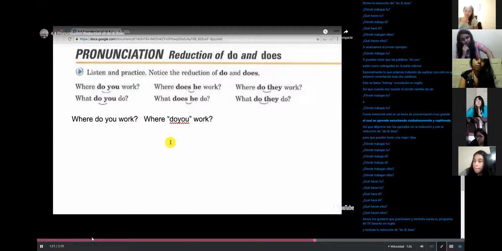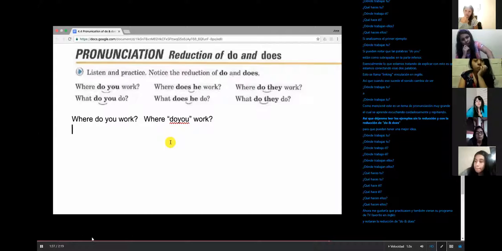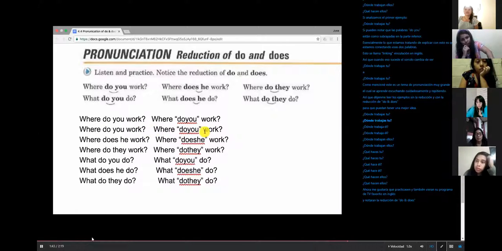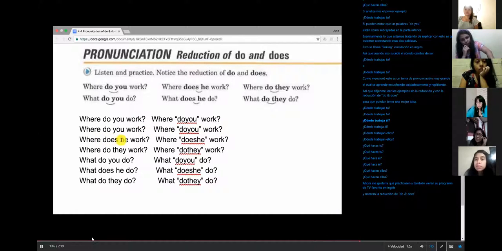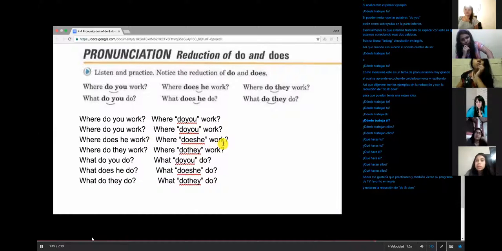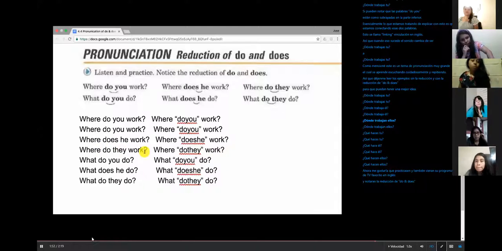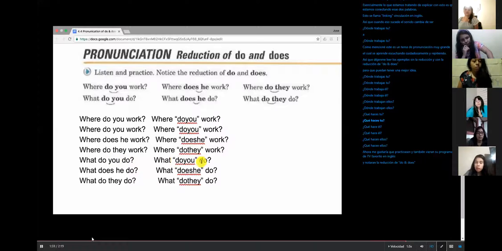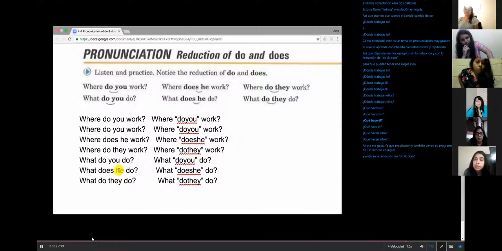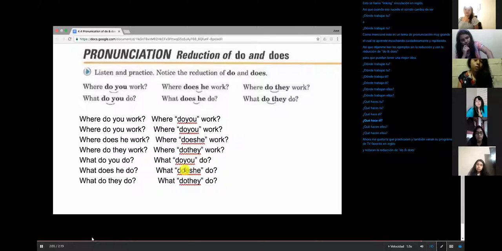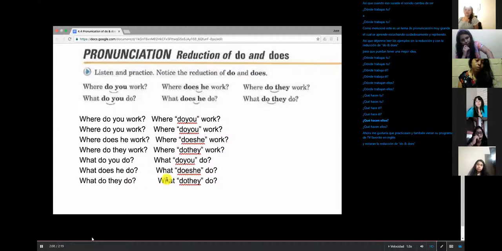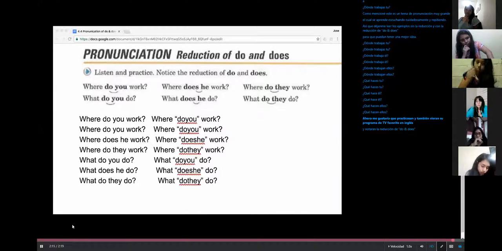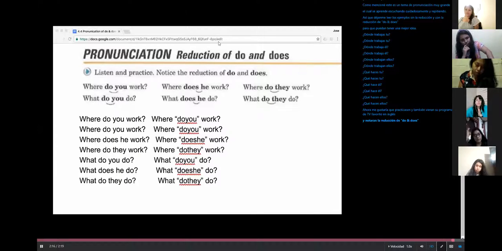So let me read out the examples without the reduction and with the reduction of do and does so that you can have a better idea. Where do you work? Where do you work? Where does he work? Where does he work? Where do they work? Where do they work? What do you do? What do you do? What does he do? What does he do? What do they do? What do they do? Now, I would like for you to practice and also to watch your favorite TV program in English and notice the reduction of do and does.